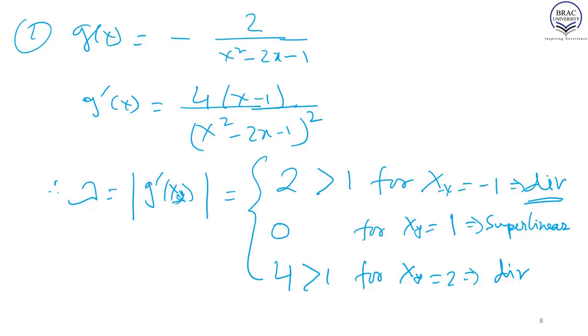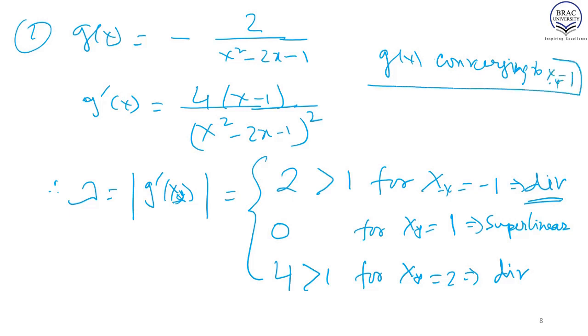So it is lambda equal to 0, which means it is superlinear, and this superlinearity occurs for the root x equal to 1. That means the function will converge to x star equal to plus 1, and it is superlinear. So I'm answering part C here. For the second choice, g of x is converging to x star equal to 1. That is the solution or answer for part C for the second choice.